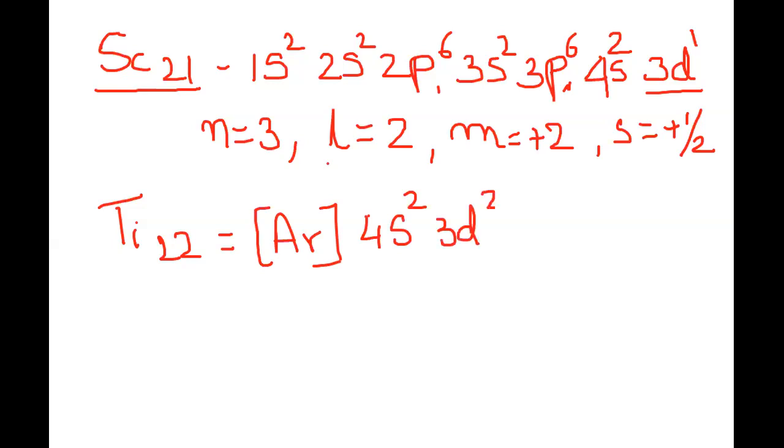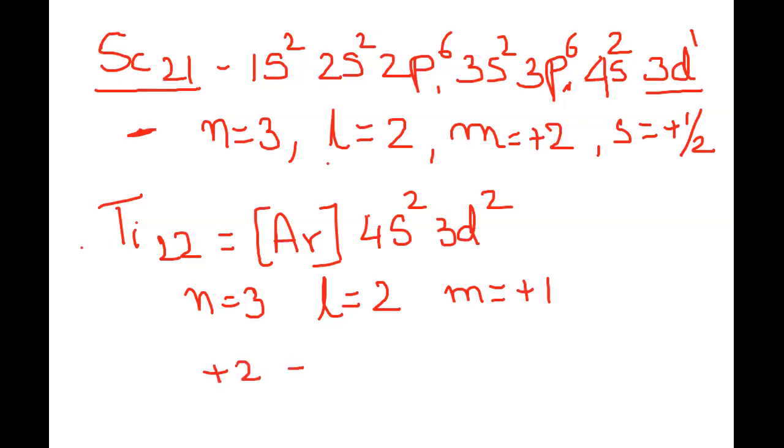Will the electronic configuration of both this one and this one be the same? Let's check it out. So n will equal 3. l will equal 2 because it is in the d subshell. But m will equal +1. You see, though the number of electrons has increased, the value of m becomes +1 because the permissible values are +2, +1, 0, -1 and -2. So we are talking about this orbital. Okay, so it is +1.